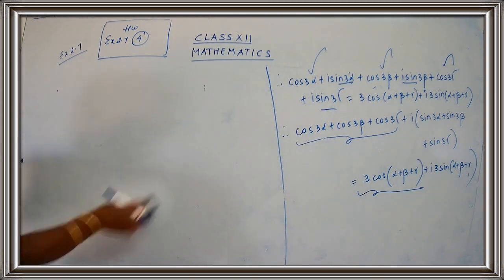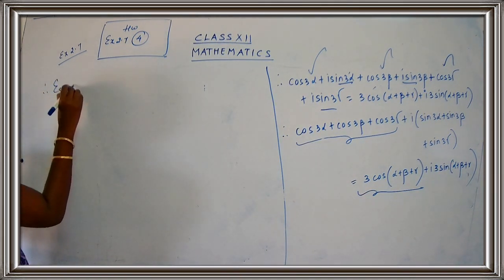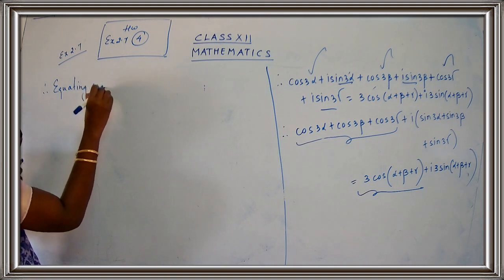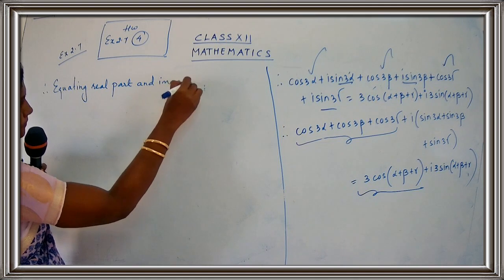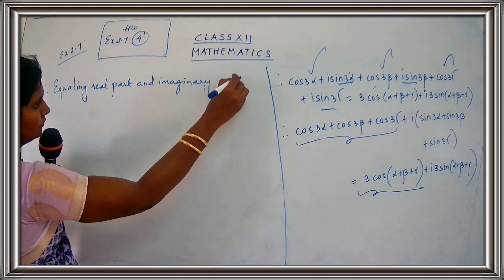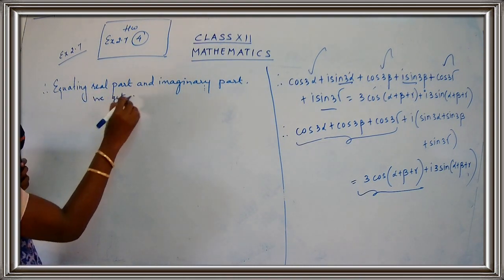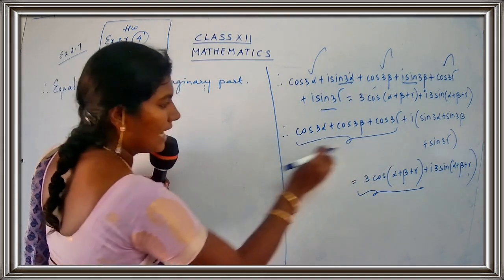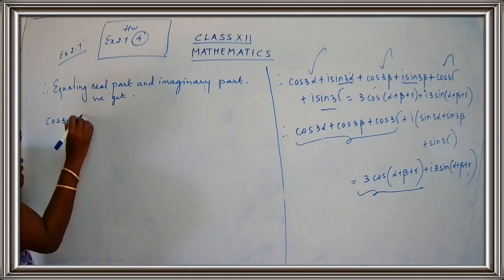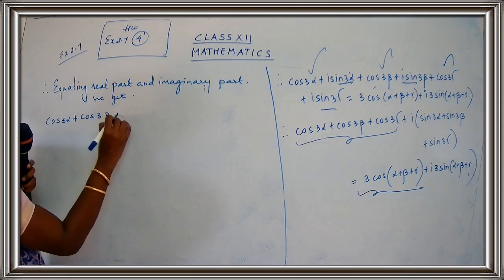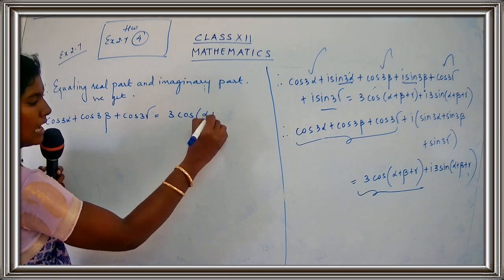Let's write down. Therefore, equating real part and imaginary part. Equating a real part and imaginary part, we get, what do you get? This is a real part without the i. So cos 3 alpha plus cos 3 beta plus cos 3 gamma is equal to 3 cos alpha plus beta plus gamma.